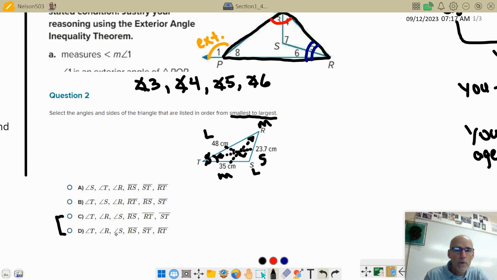TRS. Now we're looking to put the sides in smallest to largest. So smallest was RS, medium is ST, right? So RS, ST, and the largest one is RT. So this must be the correct answer right down there at the bottom, right? I hope I'm making this clear, guys. We're trying to compare side lengths and all that kind of stuff in these triangles.